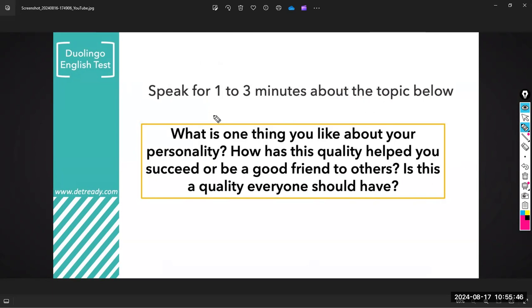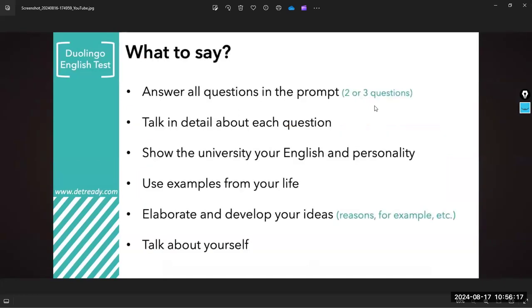Let me read this prompt and mention the questions that we have in the prompt. What is one thing you like about your personality? This is question number one. How has this quality helped you succeed or be a good friend to others? This is question number two. Is this a quality everyone should have? This is question number three. So please, you have to fully answer all the questions in the prompt.